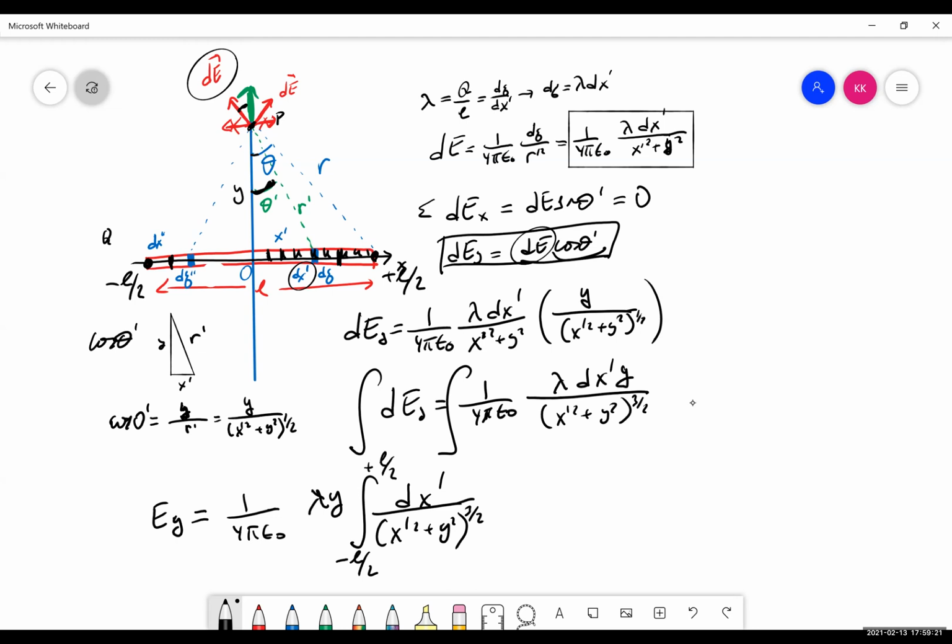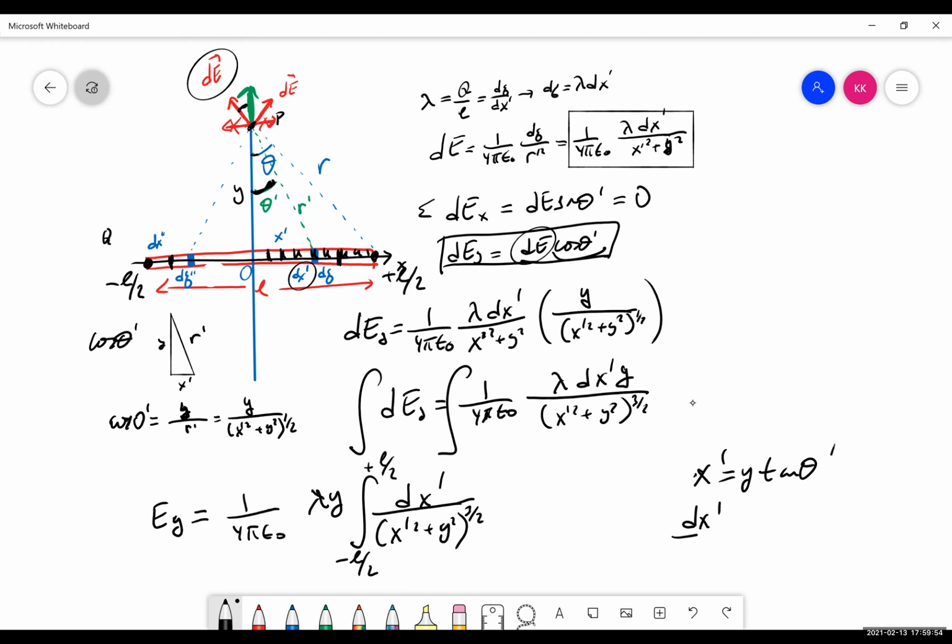Now the question is, how do we evaluate this integral? Because this is relatively not necessarily complicated, but not a straightforward integral. Well, hopefully this is where calculus 2 knowledge comes into play. Something like this you should have learned in calc 2. What we do is say, all right, x prime is equal to y tangent of theta prime. Basically, do the trig substitution. x prime equals y tangent of theta prime.